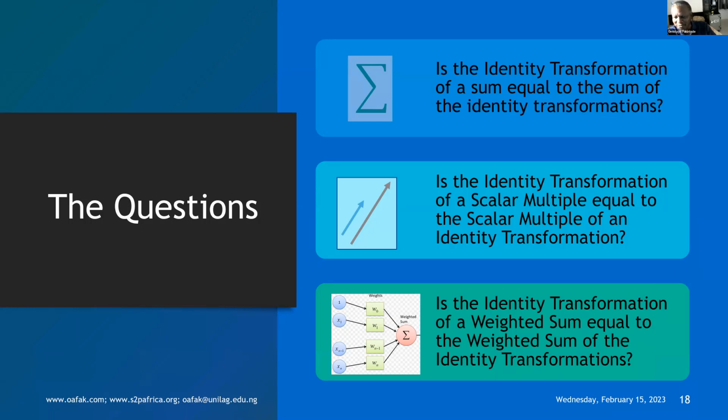Any transformation that obeys these three rules, the second and the third rule are the same. Actually, the second rule is subsumed in the third. So, in fact, the last one contains the previous two. The identity transformation of a weighted sum, is it equal to the weighted sum of the identity transformations? If that is true, then the other two are true. Then it shows that the identity transformation is a linear transformation.